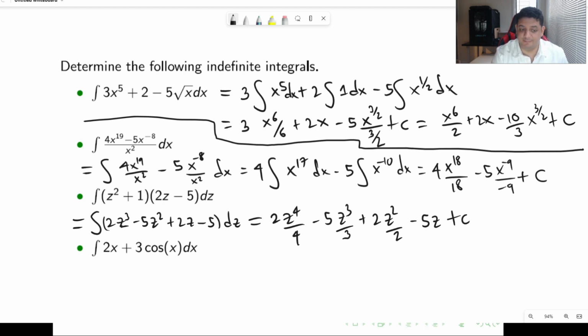then add them. Similarly here, the antiderivative of 2x is twice x squared over 2, and plus 3 times the antiderivative of cosine, which is sine, so minus sine of x plus c. So if you remember your rules, you can very quickly use them without having to do it step by step.